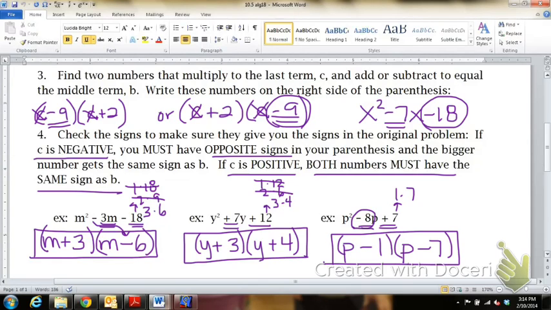Okay, so you just have to play around with the numbers, but remember, you always want to multiply to give you C and add or subtract to equal B. Okay, and just play around and figure out how that works.